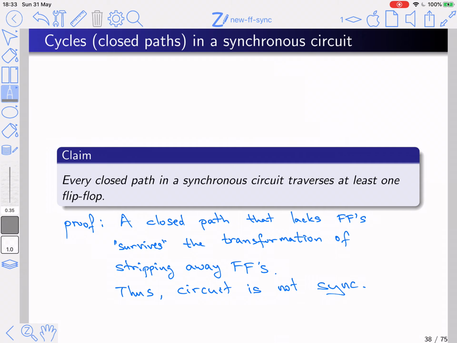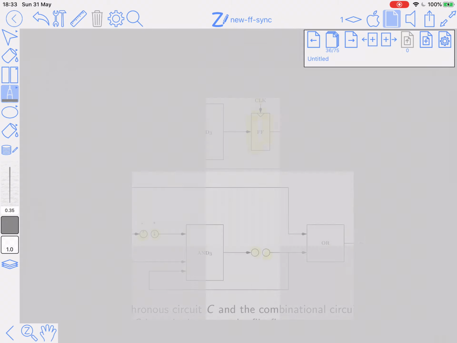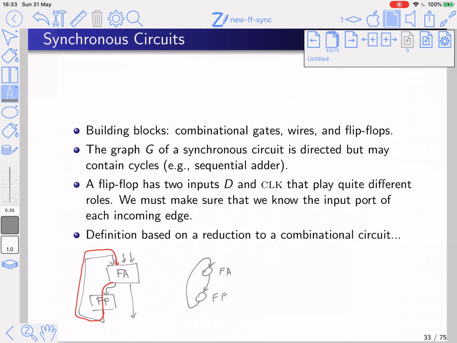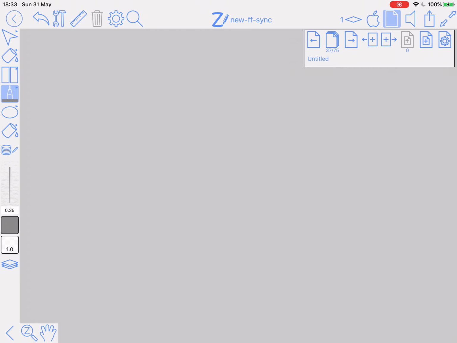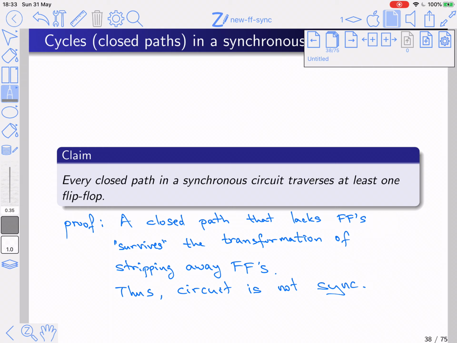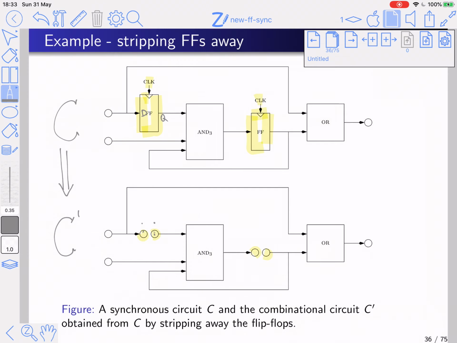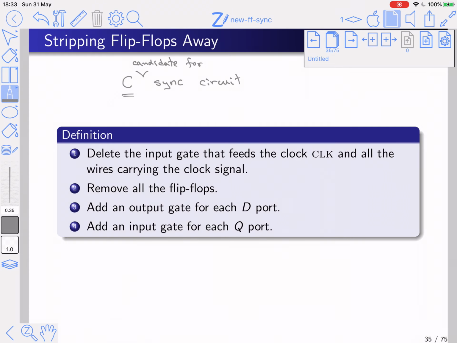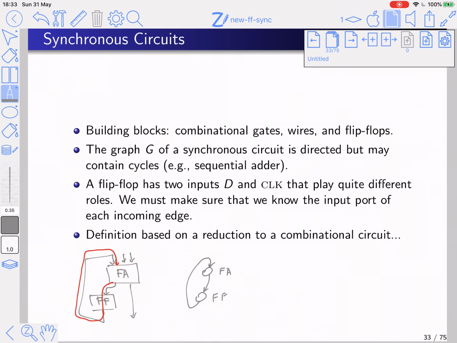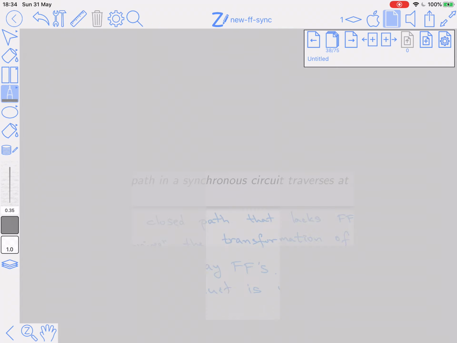Okay. Now, as I marked before, in a synchronous circuit, we may have closed paths, but these closed paths do not survive the transformation of stripping away the flip-flops. So the claim is that every closed path in a synchronous circuit traverses at least one flip-flop. And indeed, if I look in the sequential ladder, then I see that this is the only closed path I have, and it traverses a flip-flop. Okay? Good. So why is this claim true?